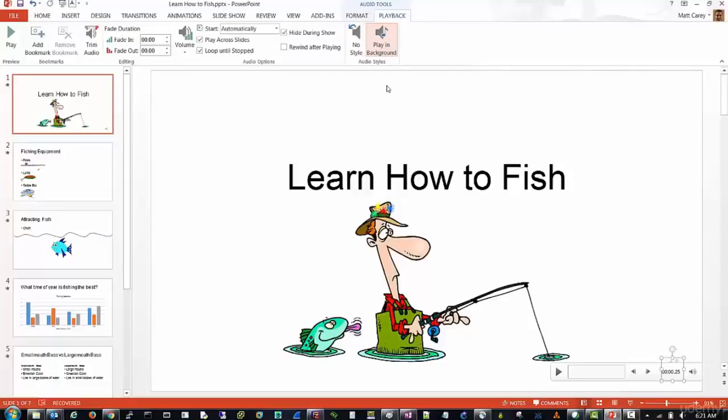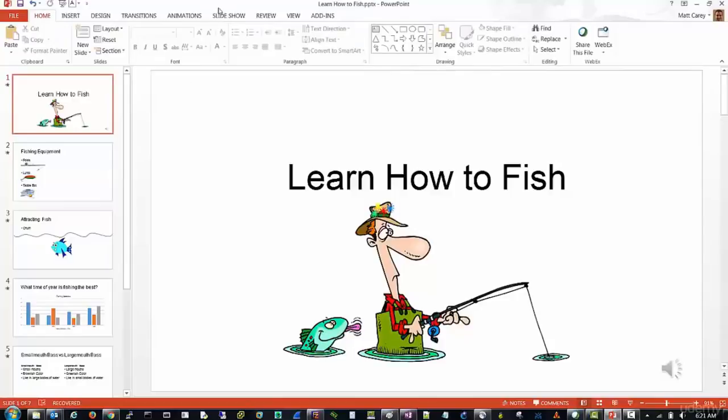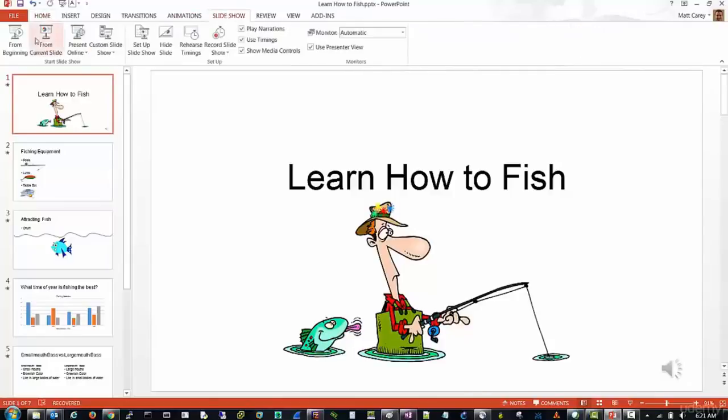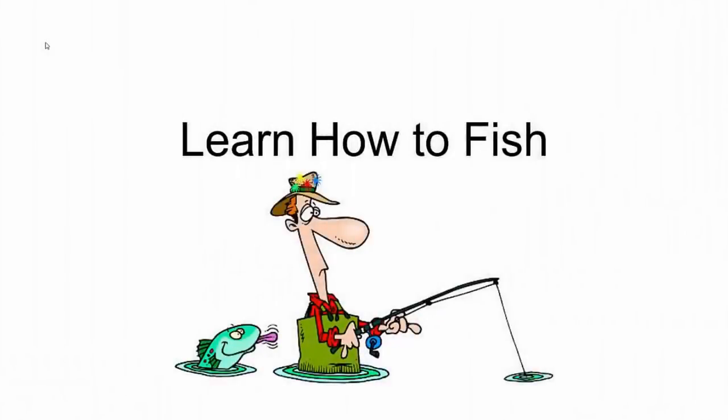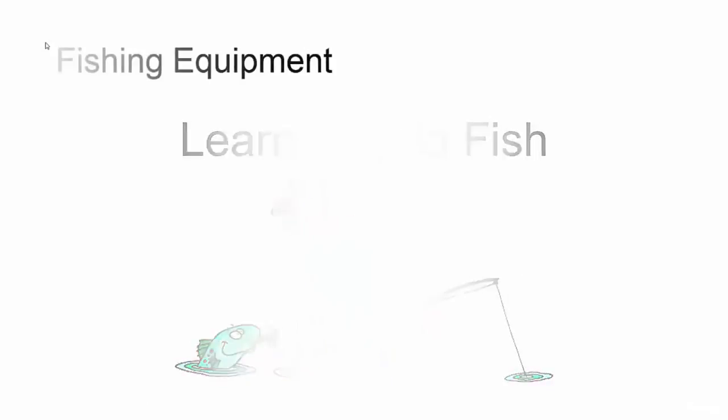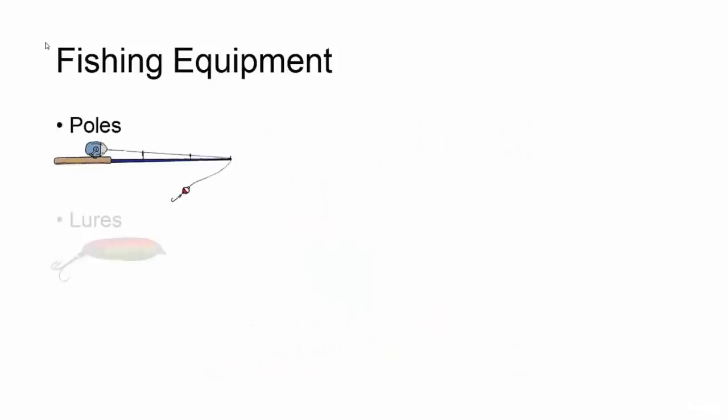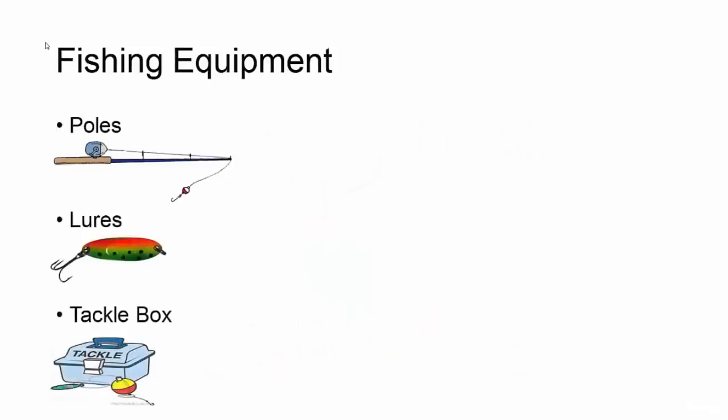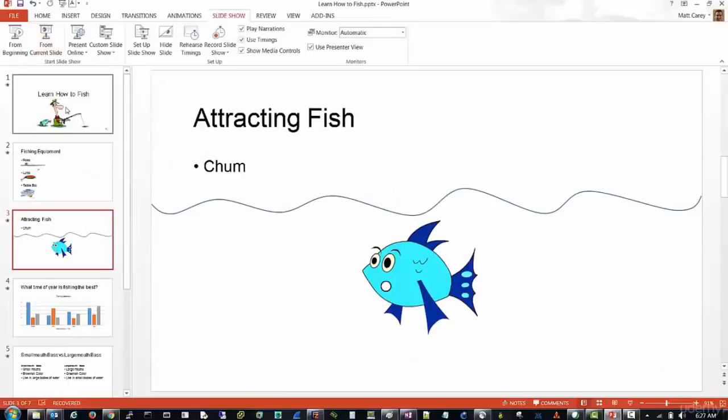If you wanted to play music in the background for your entire presentation, then you could select play in background. If you hover over that, you can see that it says set the audio clip to continuously play across your slides in the background. So we'll select that option, and I'll show you what I mean here. So you can hear the audio music playing in the background there.